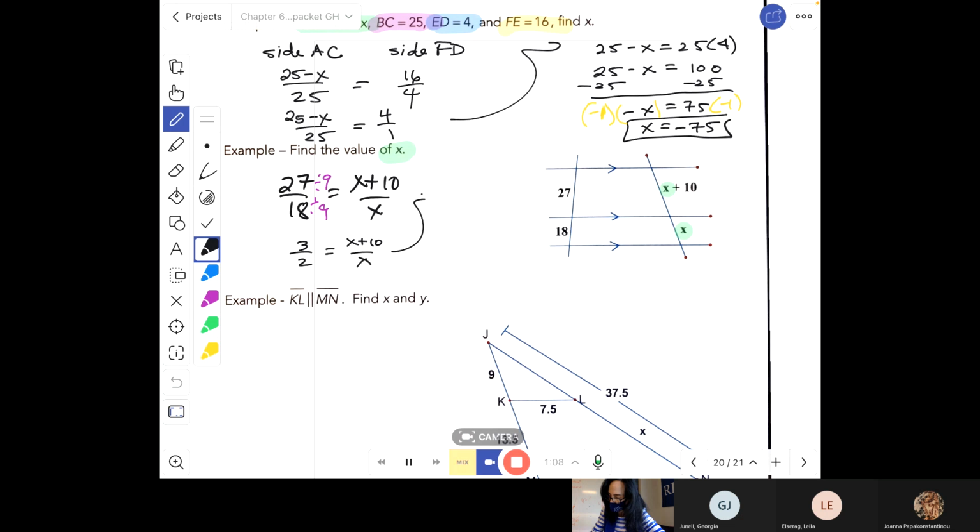So that gives me 3x equals 2 times x plus 10. So 3x equals 2, I'm distributing. Then I'm combining like terms. And so what does x equal? So this is 20, and this piece here is 30. Good. Excellent.